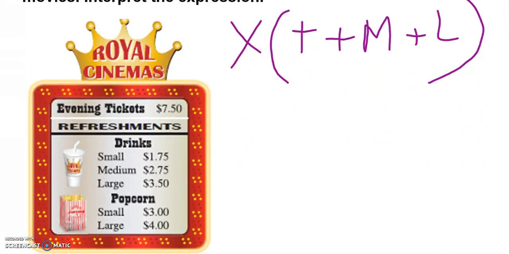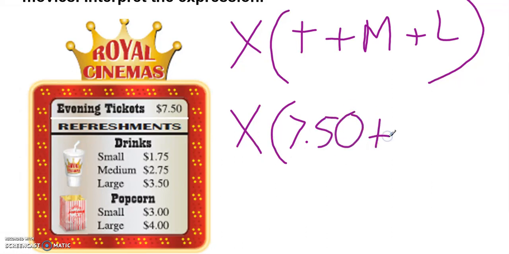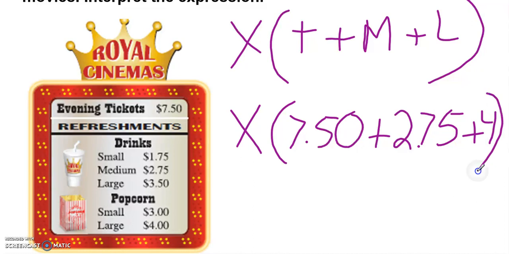Okay, so we have x amount of people that we don't know, each buys a ticket, which is 7.50, plus the medium drink, which is 2.75, and then plus the large popcorn, which is $4. I'm just going to write it like that because I ran out of space. Okay, so we could add all these in here and then multiply by the x, and that's how much money they're going to spend.